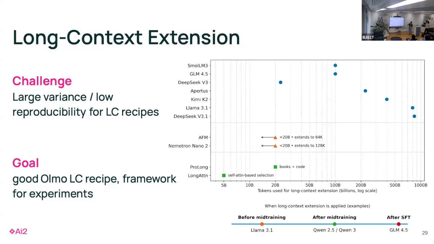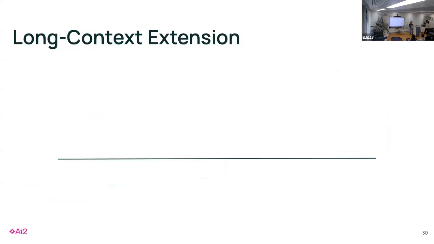And so the goal here was really, yes, we want a good long context capability for Olmo 3, but we also want to come up with a framework, which is how do you make decisions, and what kind of tooling we need to iterate around long context.